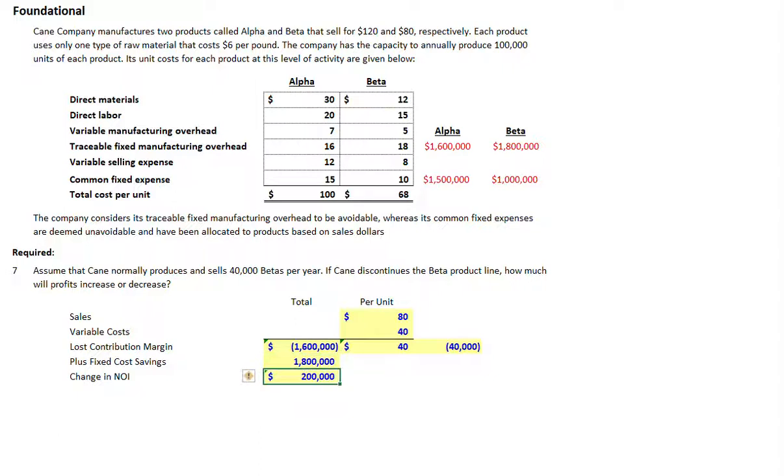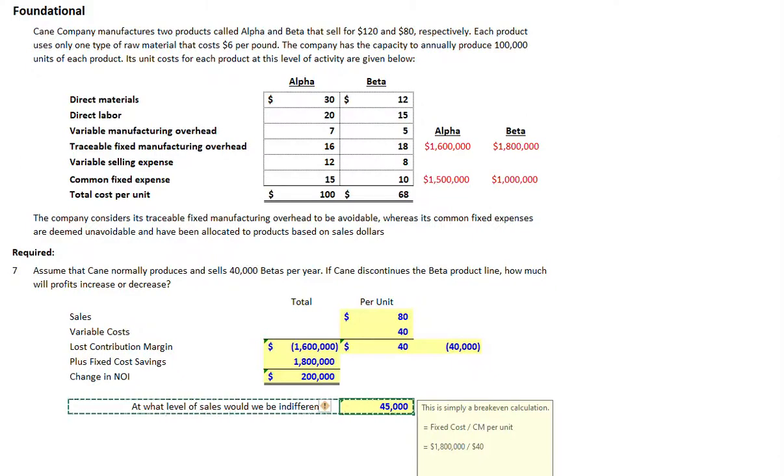At low levels of production, we don't have enough units to spread those fixed traceable costs over to make this a profitable product. At what level of sales would we be different? This is simply a break-even problem. All we have to do is take our fixed cost savings, which is our traceable fixed cost of $1.8 million, and divide it by our $40 contribution margin per unit. And we find at 45,000 units, we would be indifferent.